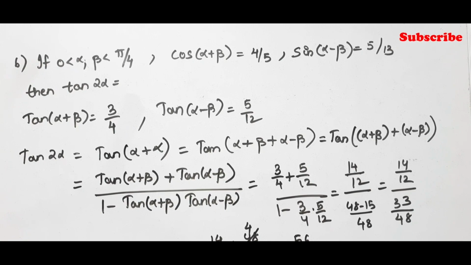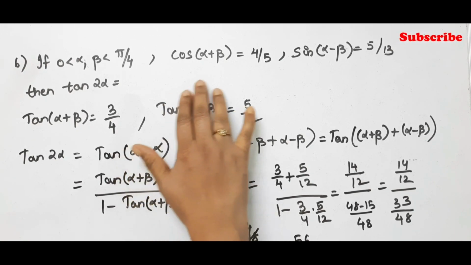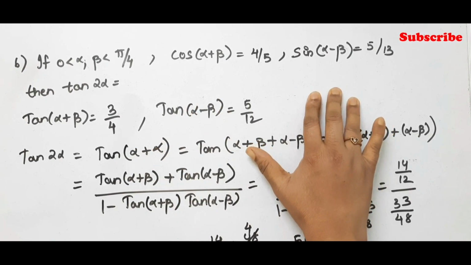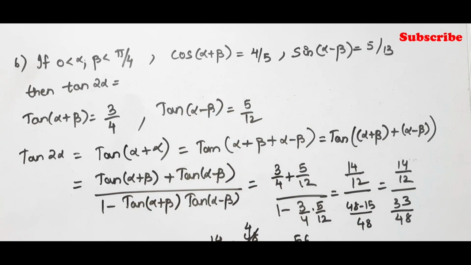Okay. Whenever you see a trigonometric function of this type, that is cos of alpha plus beta or sine of alpha minus beta, it is not that you have to apply the transformation formula. Depending upon the condition, you have to use the transformation formula. Here we have transformed the angles, but we did not use the transformation formula. Now let us see the next problem.